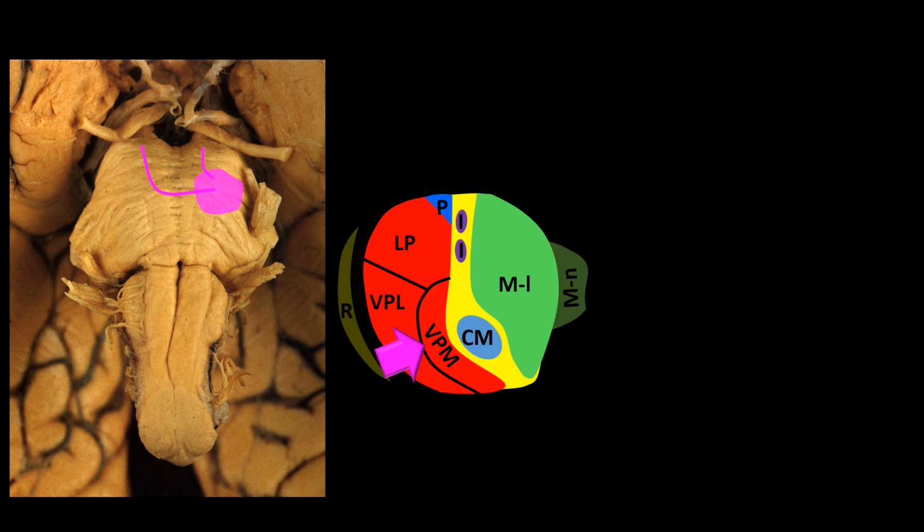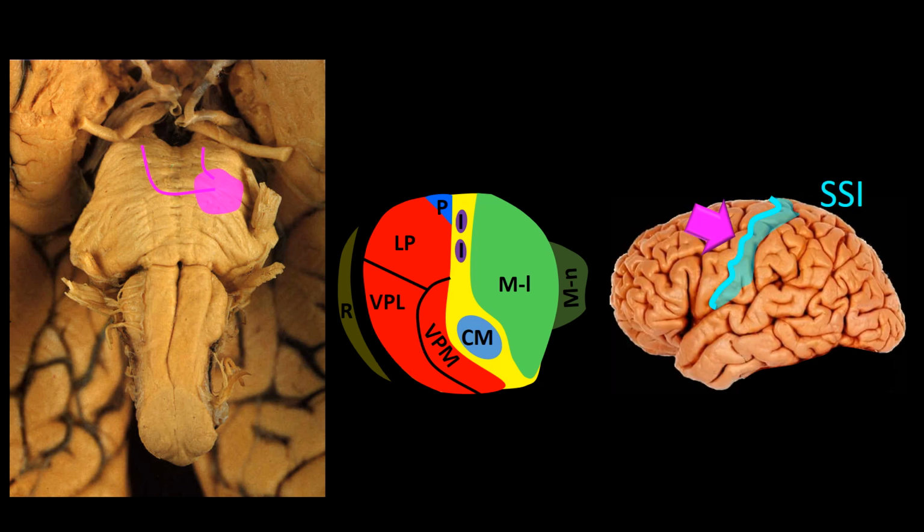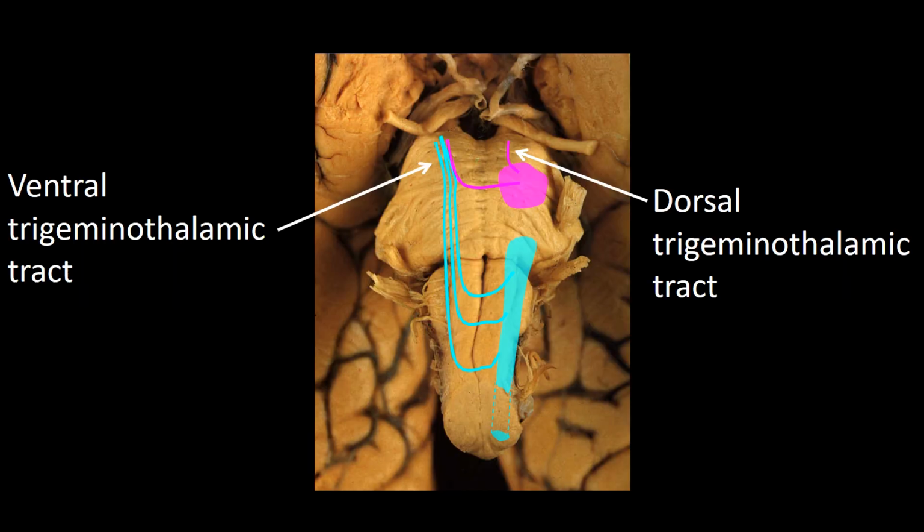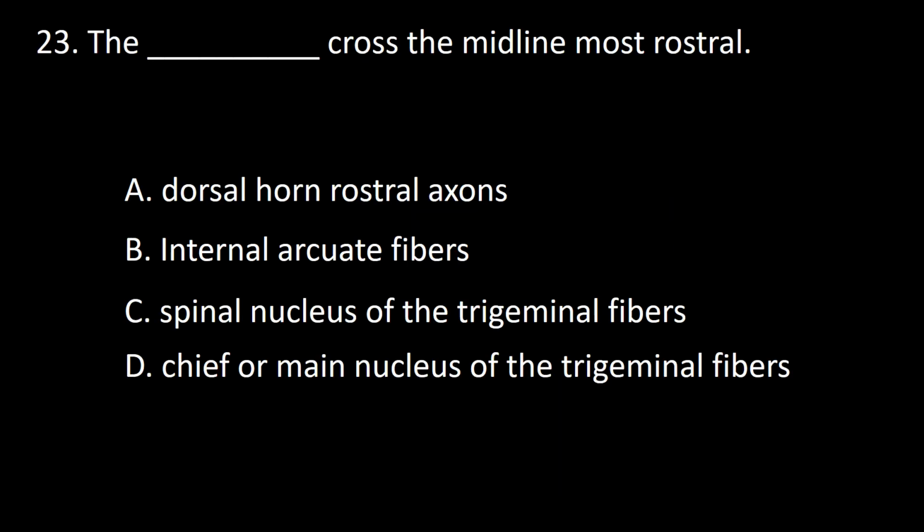The fibers in these tracts advance rostrally and end up at the ventral posteromedial thalamic nucleus. Neurons from this nucleus advance rostrally and end up at the mid region of the postcentral gyrus where the face is represented. This image depicts the relation between the decussation of the spinal and principal trigeminal fibers. So the answer to this question is D.